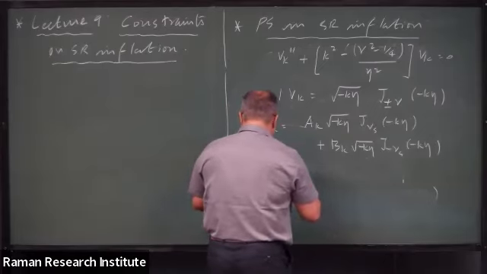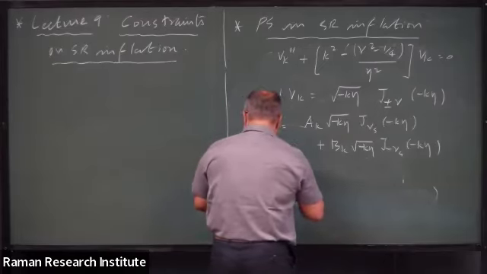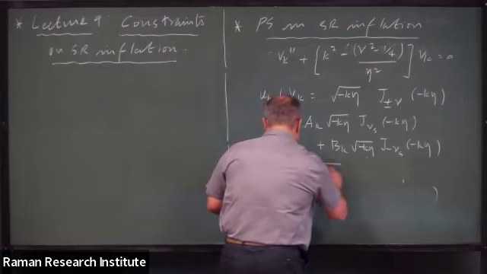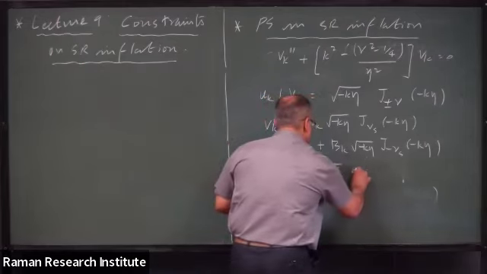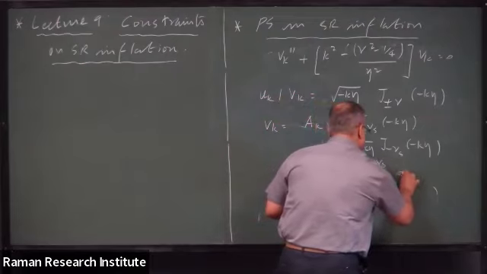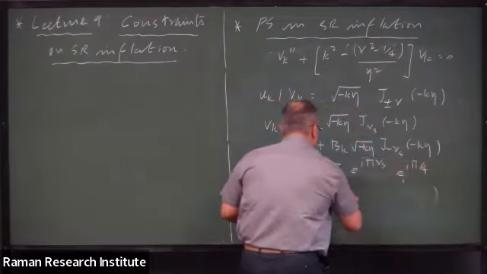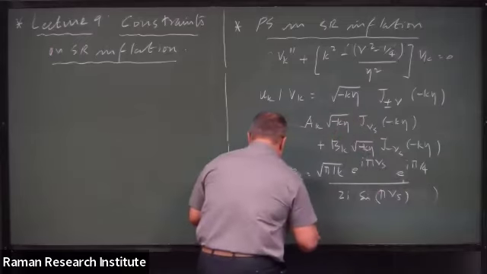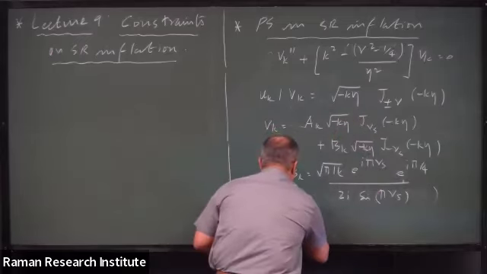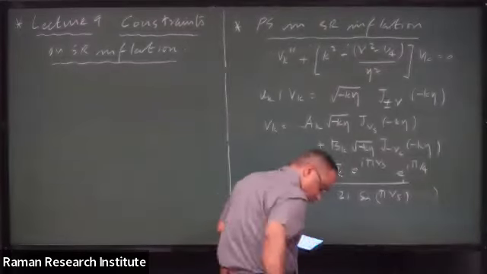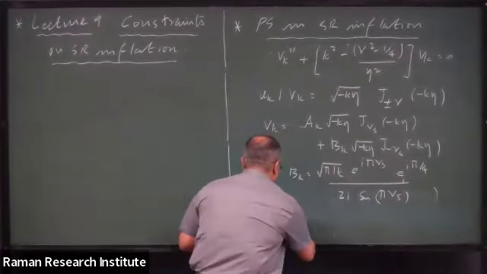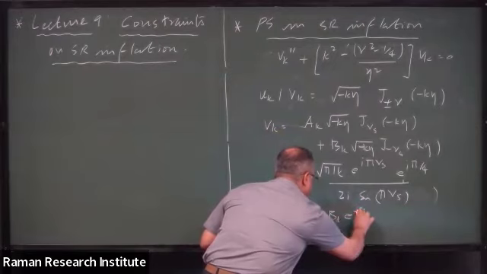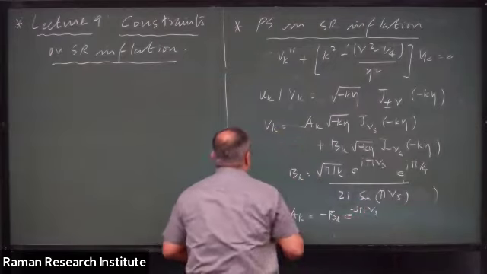You find that Bk is root pi by k e power i pi nu S e power i pi by 4 divided by 2i sine pi nu S, right? And then you can write Ak as minus Bk e power minus i pi nu S. I need to write what is nu S.